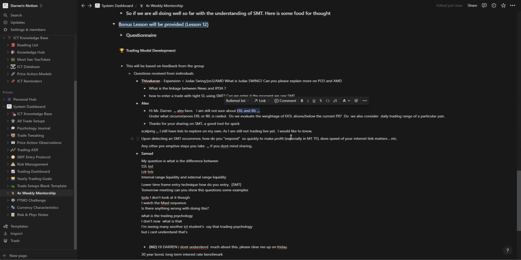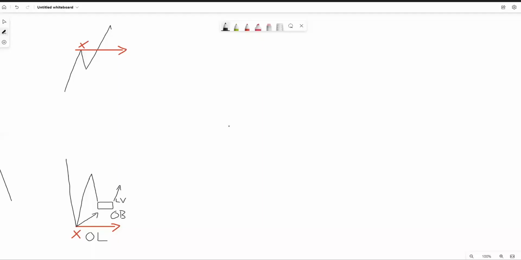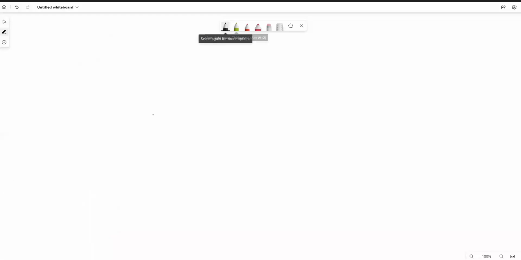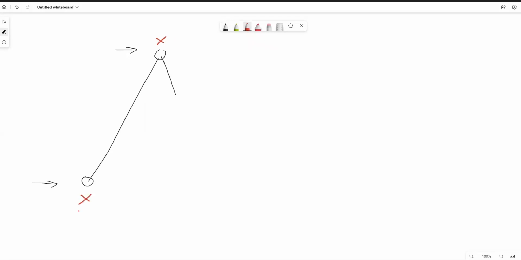Okay, so basically you want to know more about internal range liquidity and external range liquidity. Okay, quickly, it's very easy to understand. So on one time frame, price makes a low and moves higher, and from that high it then makes a low. So from this area here to this area here, there is liquidity up top and liquidity down here.